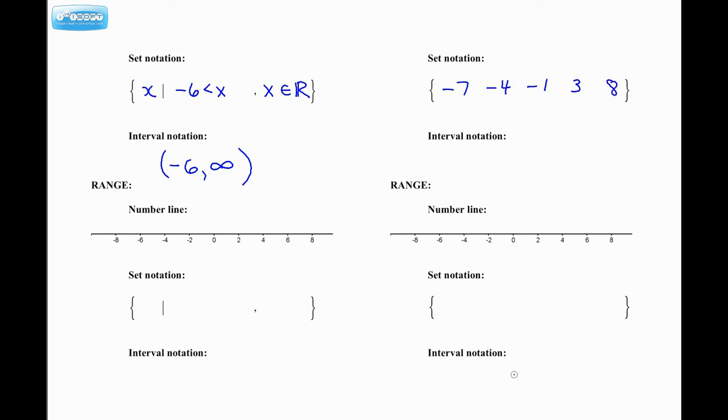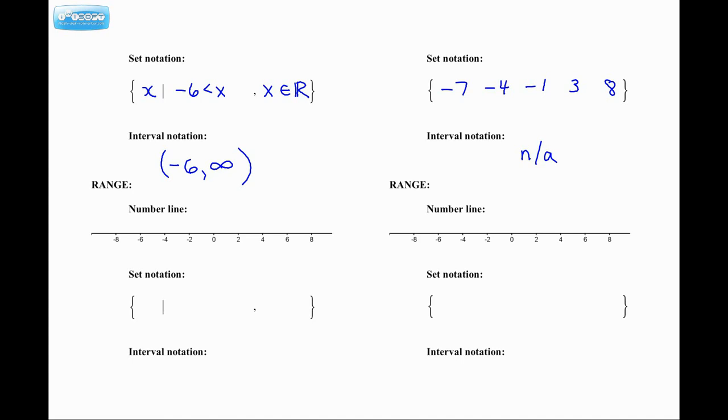Interval notation. Well, that's pretty easy. It's not applicable. We can't use interval notation because this is a discrete relation. There are no intervals. There are only specific numbers that we can use. So interval notation is not applicable in this situation.